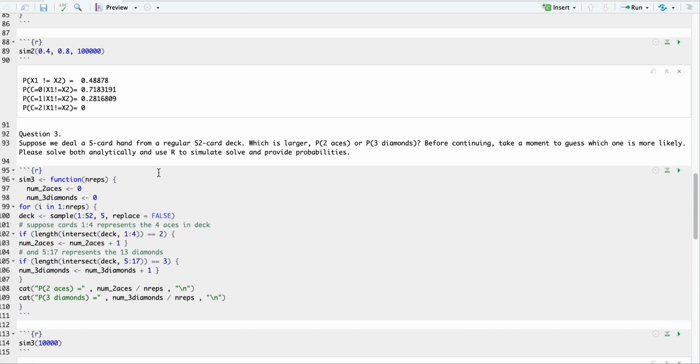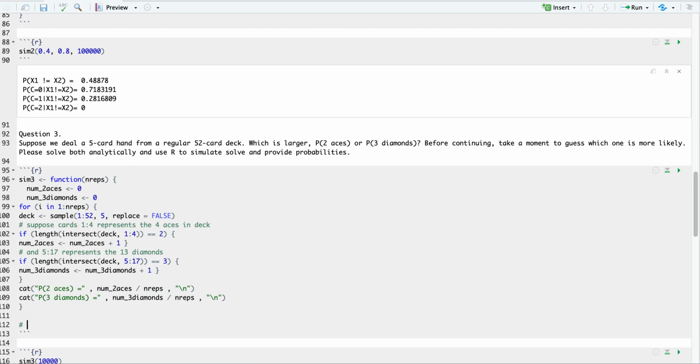Now the third one was, we dealt a 5-card hand. Which is larger, P of 2 aces or P of 3 diamonds? The probability of getting 2 aces or 3 diamonds. Now this was one of the easiest solutions I had, where you could just simulate the whole deck of cards as 1 to 52, show that the first 13 were diamonds and the second 13 were hearts, and so on, and just find the values. Let me just write this down here. This was the easiest solution.